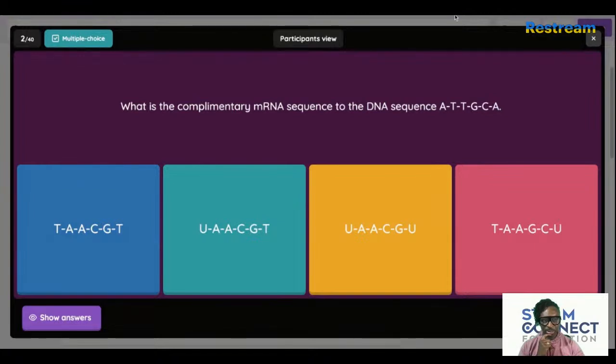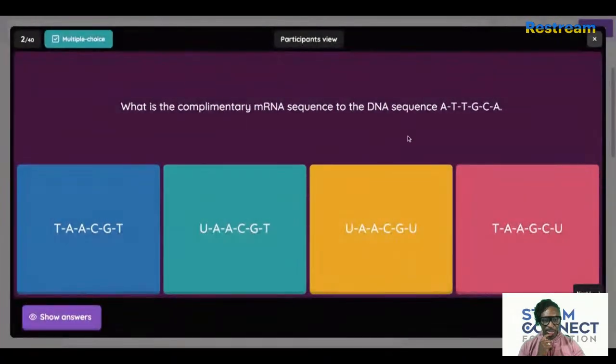All right, let's see what you said. She says yellow. Okay, so let's look at these. So we know that A in RNA will pair with U. So you got that part correct. So we can eliminate the blue and the red. So it's either green or yellow.